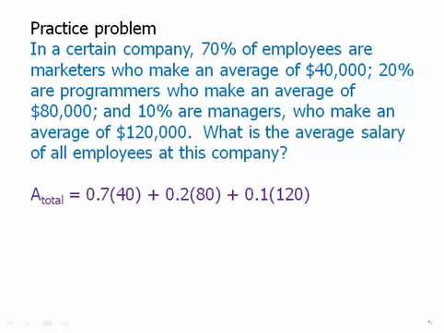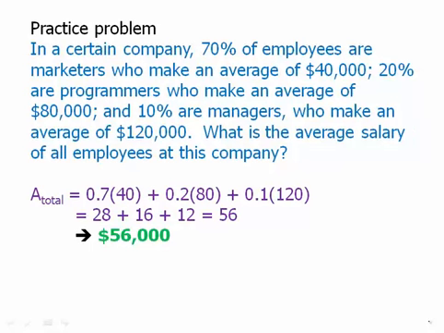So the total is going to be, for the marketers, 70% is 0.7, and then their salary we're going to count as 40 instead of 40,000. The programmers are 20%, which is 0.2. Their salary is going to count as 80. And the managers, 10%, that's 0.1 times their salary, 120. So we're just going to do all the multiplication there. We get 28 plus 16 plus 12, that adds up to 56. Remember, we divided by 1,000, so this 56 really should be 56,000. That's the average salary of all those employees at the company.